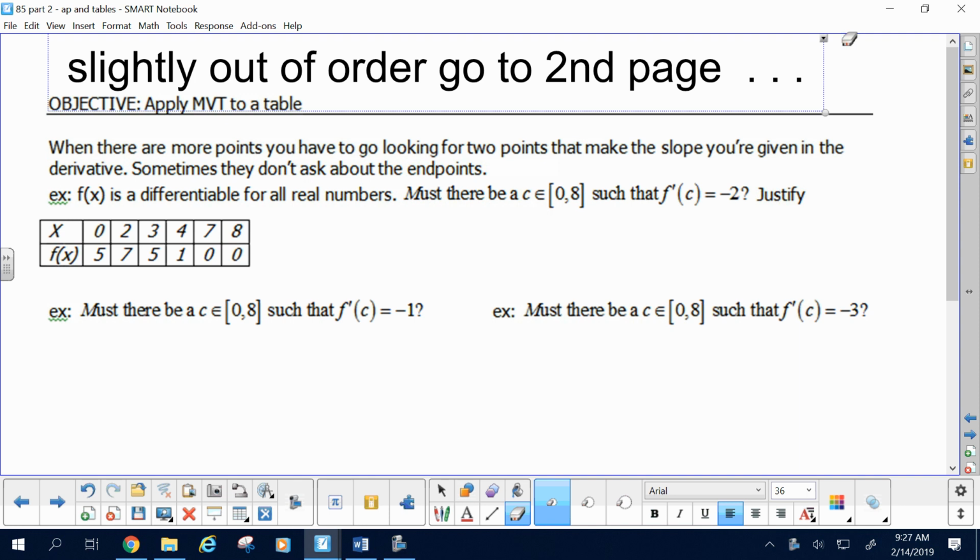Yeah? Okay. Now, in the book problems, they'll typically give you an equation to work with, and you do a totally different problem. In AP problems, they typically give you a table to work from. These are commonly table problems. So the idea is this. They're giving you a bunch of function values, and they ask a question something like this. Must there be a c in 0 to 8? Now, c is an x value in the region they're talking about. They say the x's go from 0 to 8. So is there some x value in there where the instantaneous rate of change is -2?